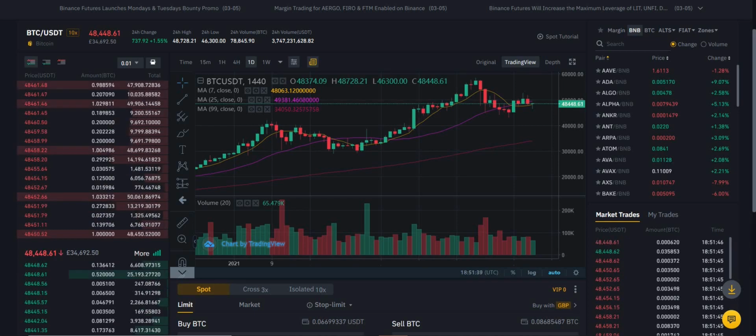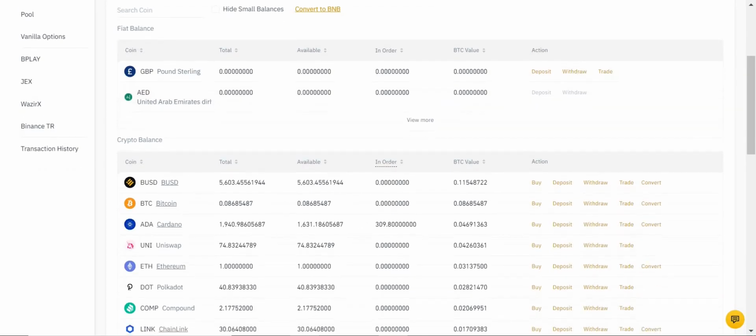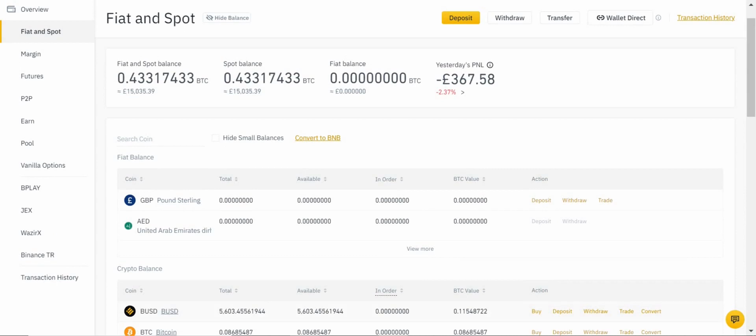So if I show you guys what I have in my spot wallet, I have around 5,600 BUSD sitting there in stable coins. So that's essentially the equivalent of having cash. BUSD is a token on Binance that essentially is one-to-one with the US dollar, meaning that any wealth I have in that cryptocurrency won't suffer the volatility of other cryptocurrencies because it's pegged to the US dollar.